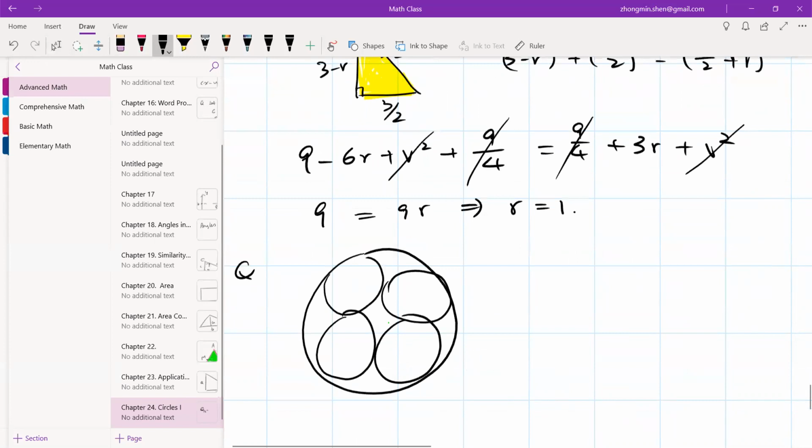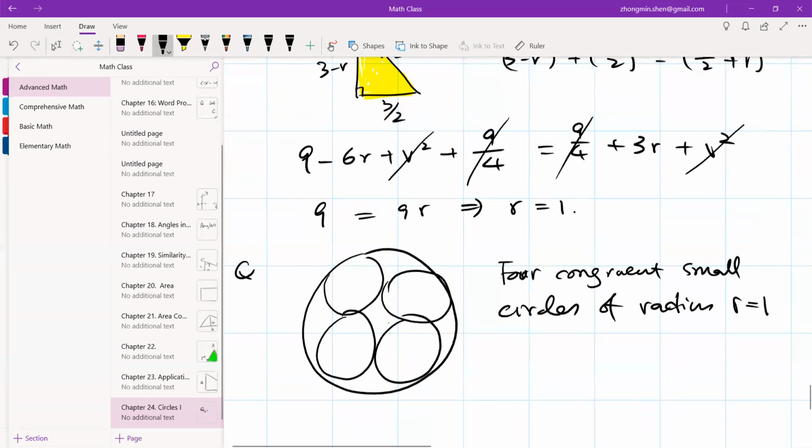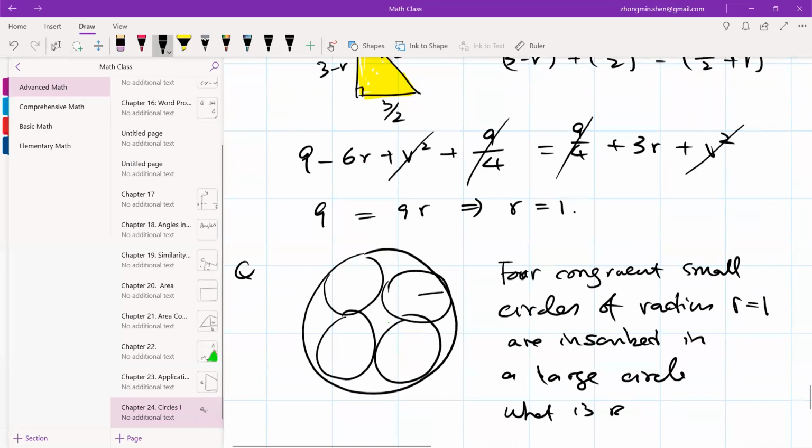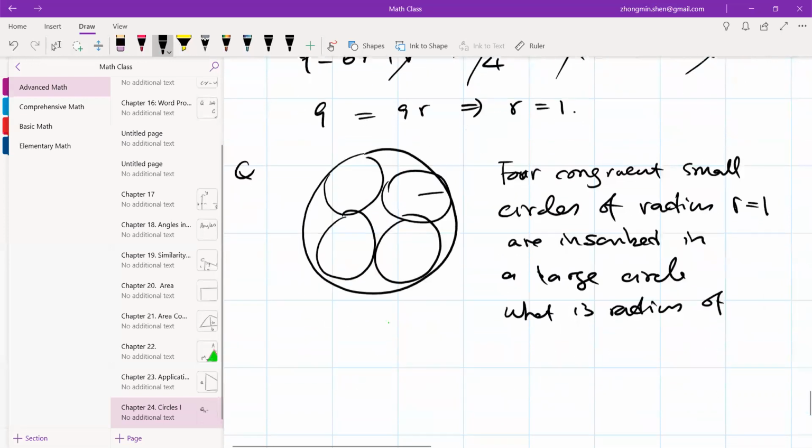If 4 congruent small circles of radius r equals 1 are inscribed in a larger circle, what is the radius of the larger circle? Now, why is this problem important?